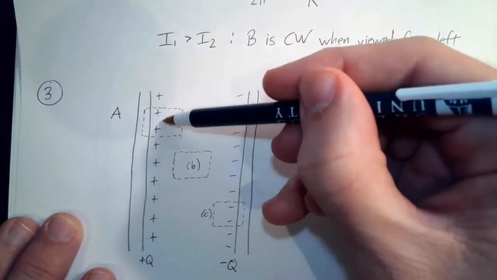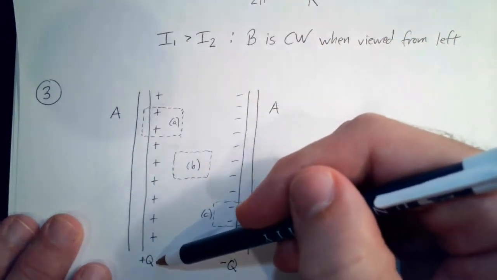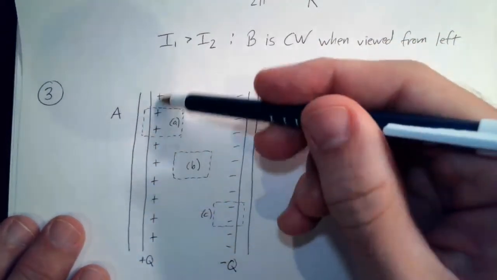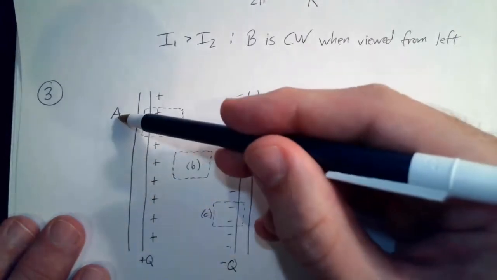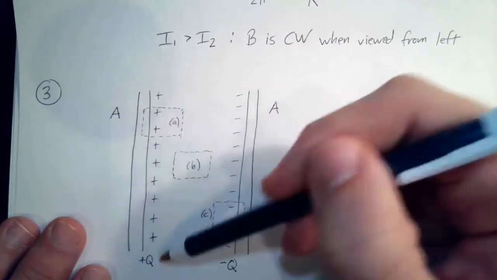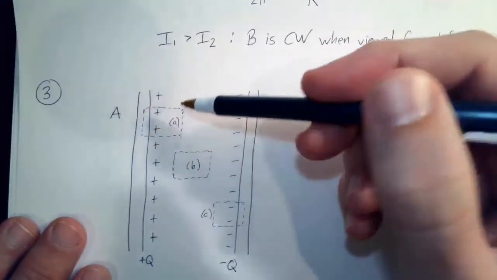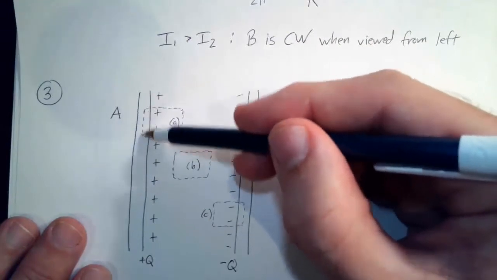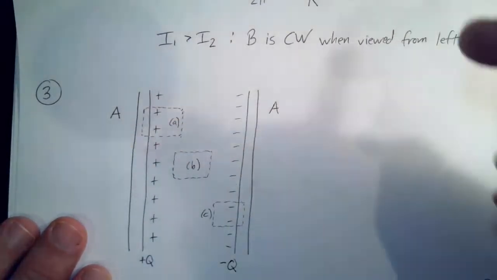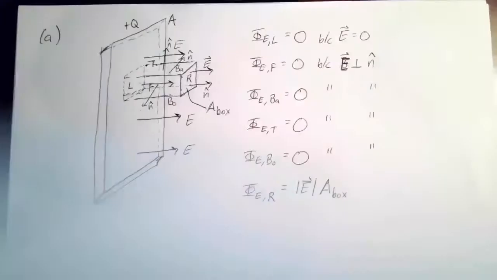Okay, so we need to figure out how much charge that is. Well, we have a total charge of Q on the inside edge of this plate, distributed evenly over an area A. So it's Q over A is the charge per area. So if I take the charge per area times the area of my face that is buried inside here, that should give me the amount of charge that is here.